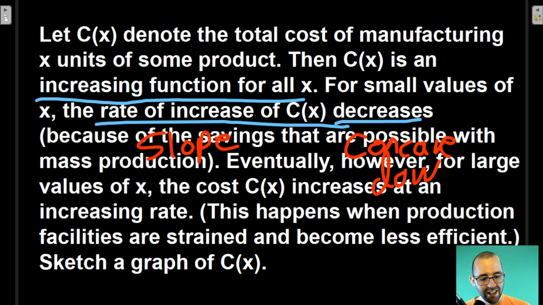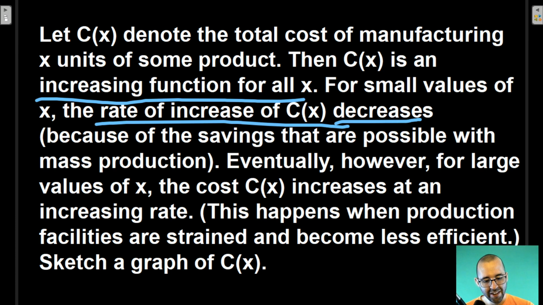All right, and I have to actually delete this because we need to continue. We need to keep reading the problem. I got a little carried away. All right, so there's some information there to unpack as well. So it's always increasing, but for small values of x, it's concave down, and maybe that's because eventually we have mass production that's going to be coming into play.